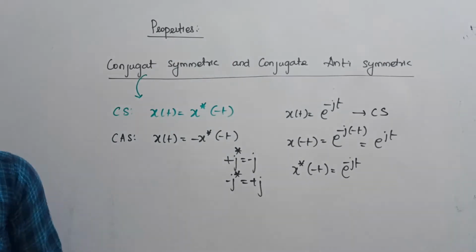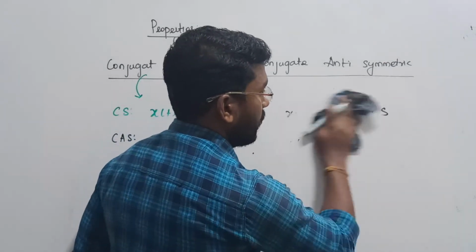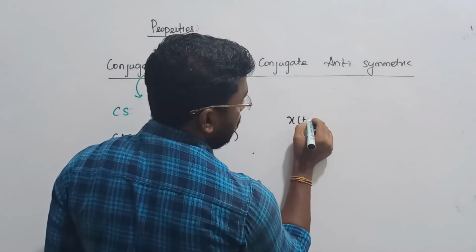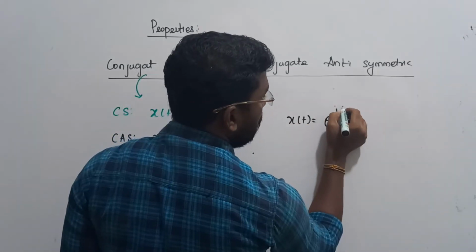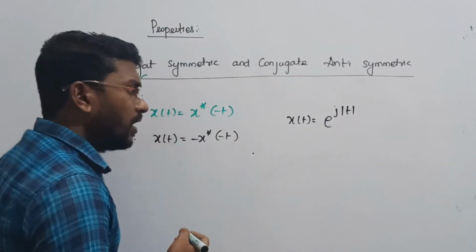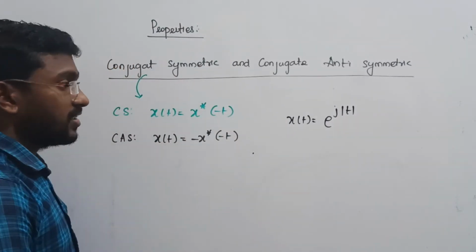Now let me take one more example. Let us take one more example here. Instead of taking that one, let me write x of t is equal to e power j mod t. Let us write mod t. Let us test, right? Take the same kind of signal and we have to test whether the given signal is conjugate symmetric or not, right?